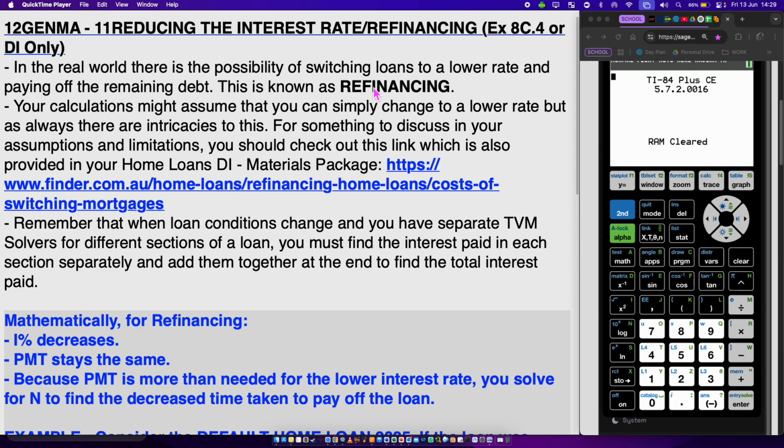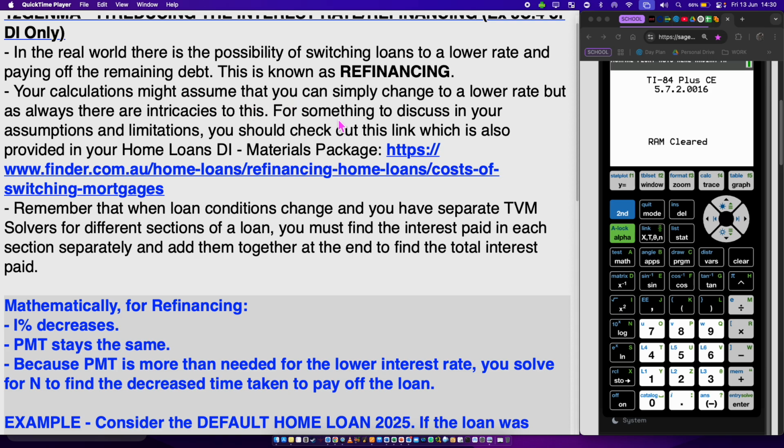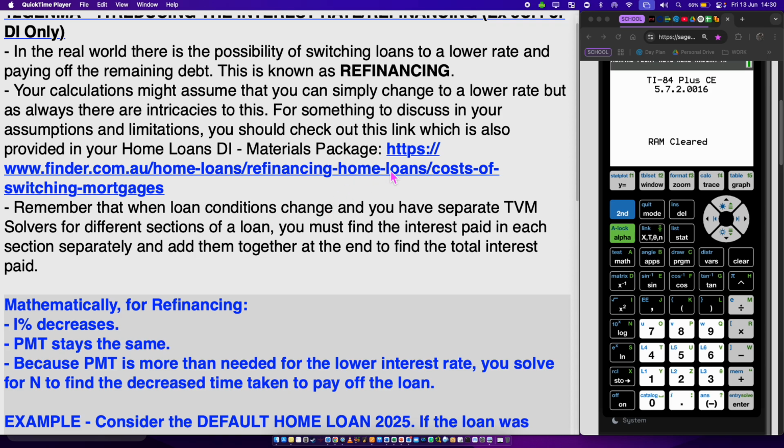So in the real world, there's a possibility of switching loans to a lower rate and paying off the remaining debt. This is known as refinancing. Your calculations might assume that you can simply change to a lower rate, but please, for your DI, not in any of your calculations for the exam, in your DI, use this link that's on the DI materials package, where you can see how the banks might charge you to switch to a different bank if you're partway through a loan. Okay? If you're going to save more money by refinancing than it costs to move, then it's worth it. But if they're going to charge you more than you're actually going to save, not worth refinancing.